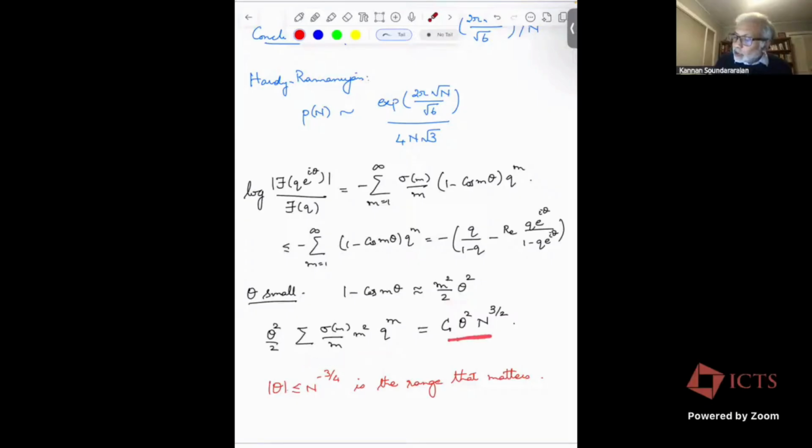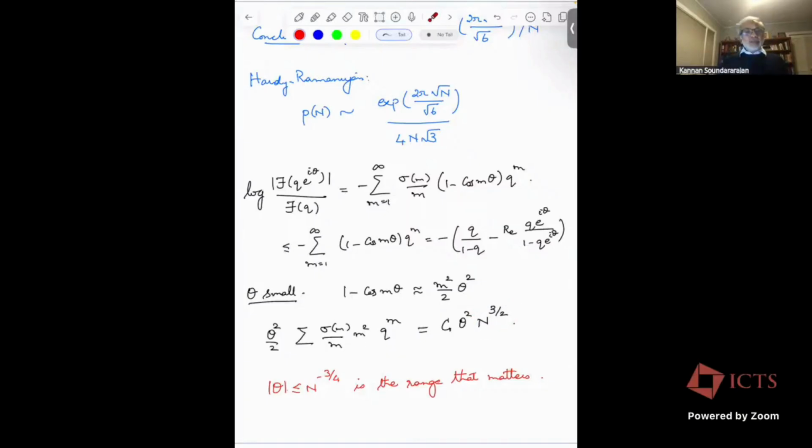And I get a term which looks like theta squared times n to the 3/2. You see, you have a sigma m, which is roughly of size m. And then there's an m squared, which cancels with 1 over m squared. So this whole thing is of size roughly m squared. And I'm going to sum over m going up to square root of n, because q is like e to the minus constant over square root of n. So m goes up to square root of n, and then I have a sum of like m squared here, so I get an m cubed. So that's the n to the 3/2 that I get here.